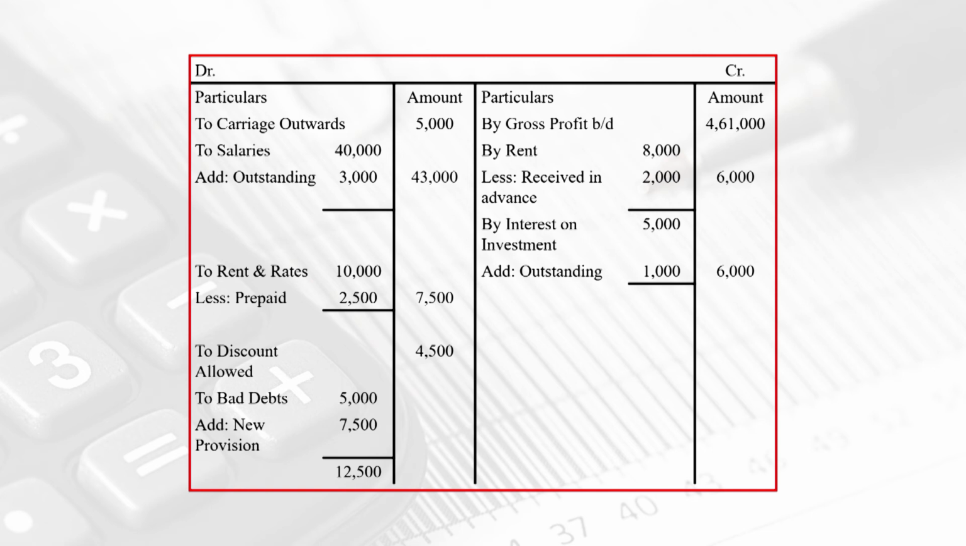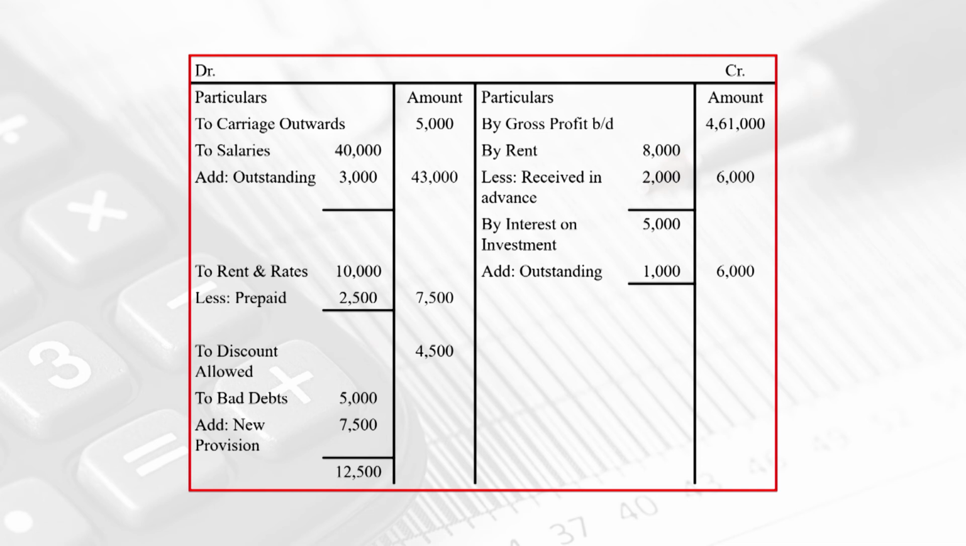Then to rent and rates 10,000. Regarding this there was one adjustment, that 1/4 of this is treated as prepaid rent. So 1/4 is 2500. So less prepaid 2500. So net 7500 will be shown in the debit side of profit and loss account, and this rent we have paid in advance. Therefore this expense which we have paid in advance will be treated as an asset and will be shown in the asset side of the balance sheet.